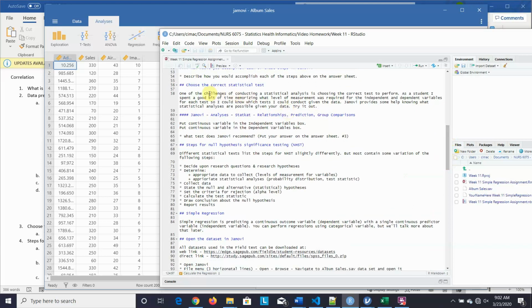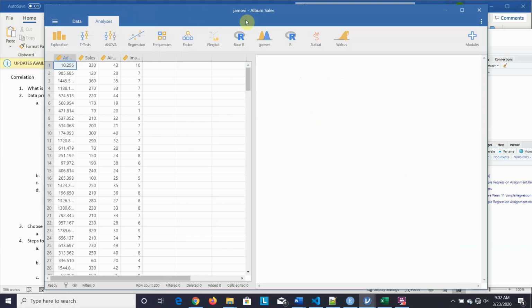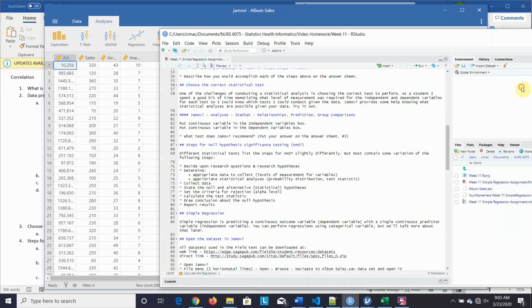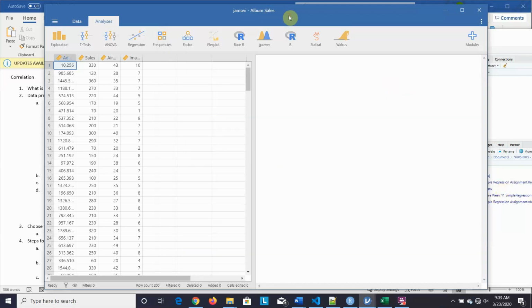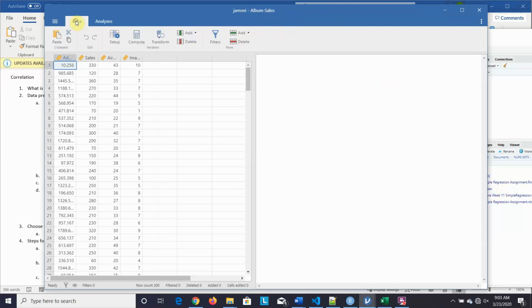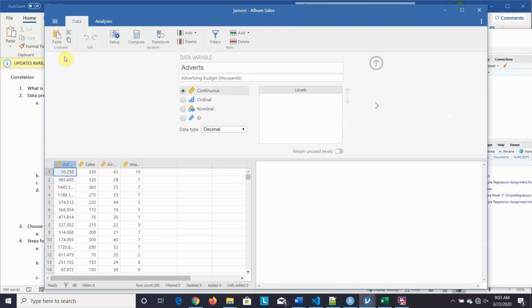So let's go look at our variables in this data set, and then look at StatCat and see what it says to do. So I already have this album sales data set open, and that is saved in your zip file right there. It's also in Field data sets if you download those. So if we go to data, we can just take a look at these.